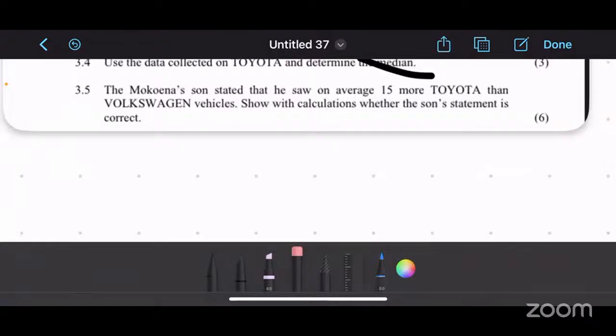So the statement is incorrect because on average the difference is 9, not 15. All right. And that's how you wrap up the answer for that.